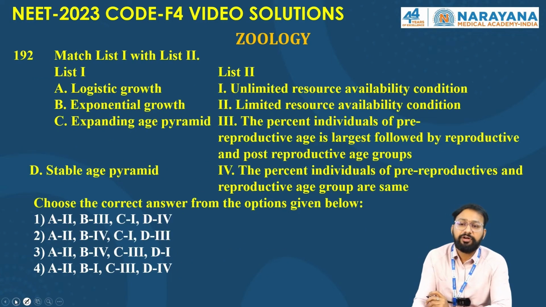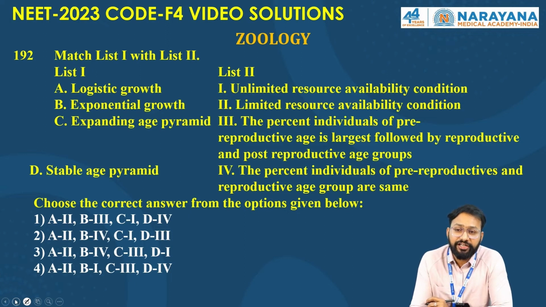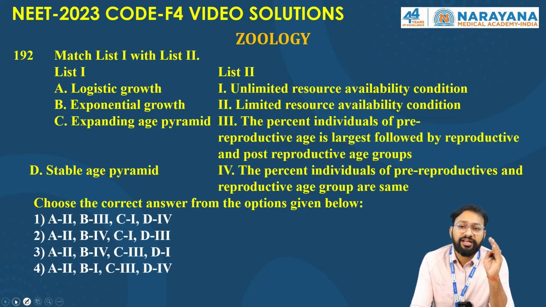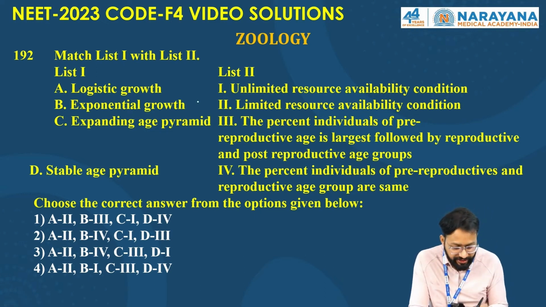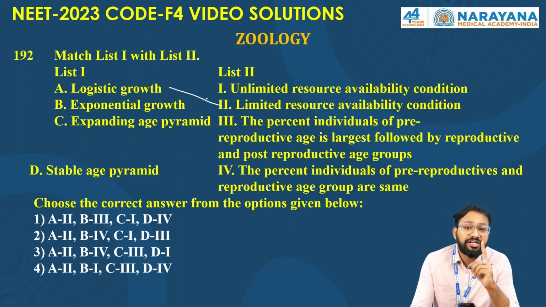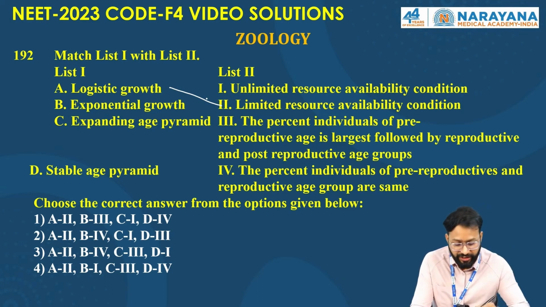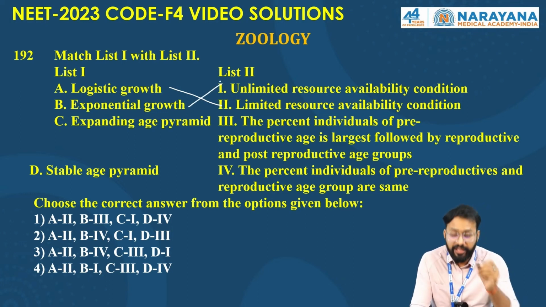Question number 192, again related to organisms and populations, specifically logistic growth. Logistic growth is seen as a sigmoid curve when resource availability is limited. So limited resource availability gives logistic growth. Exponential growth is seen when the resources are unlimited, a J-shaped curve.